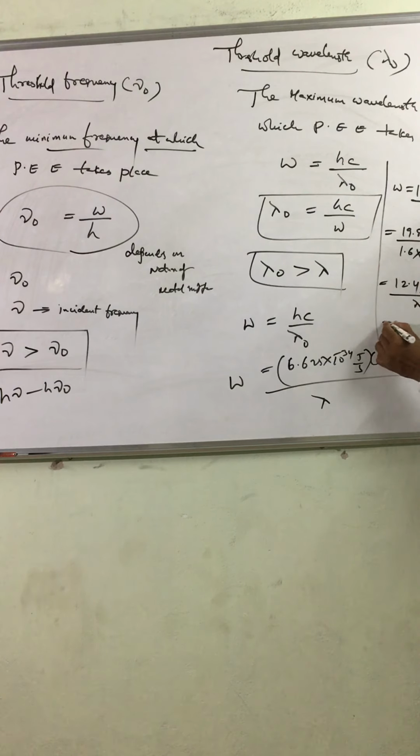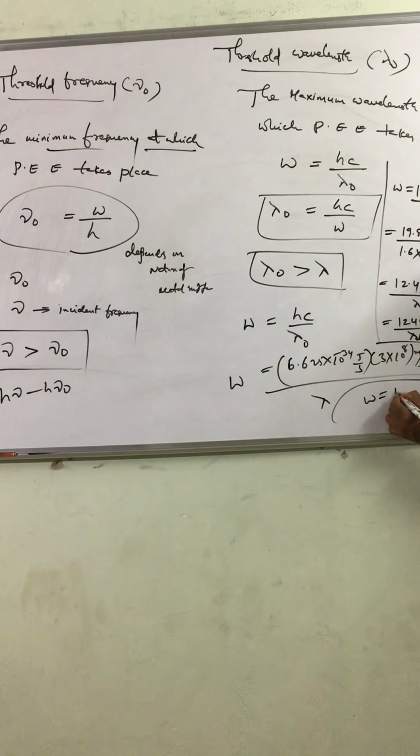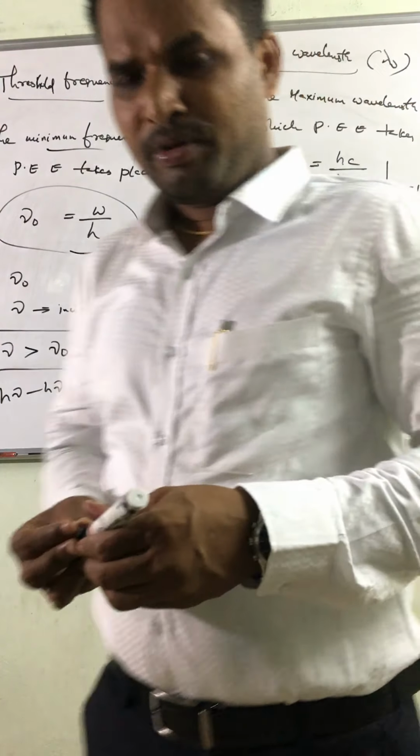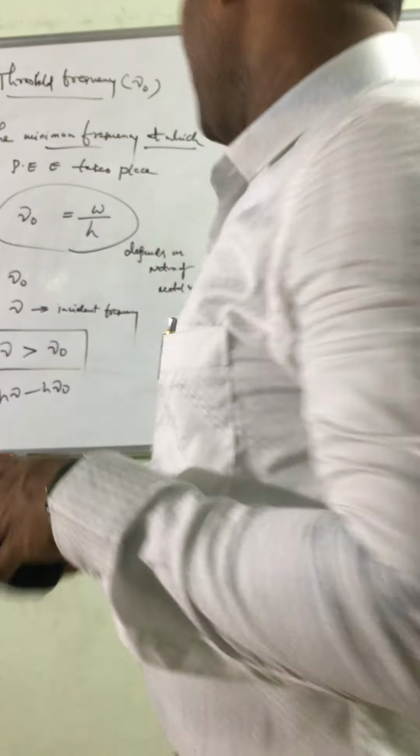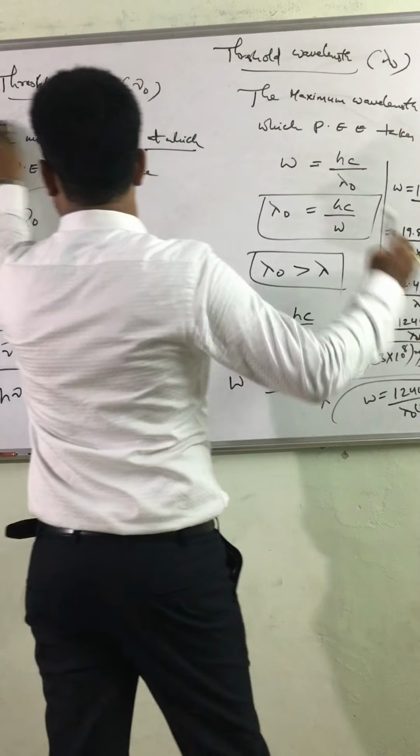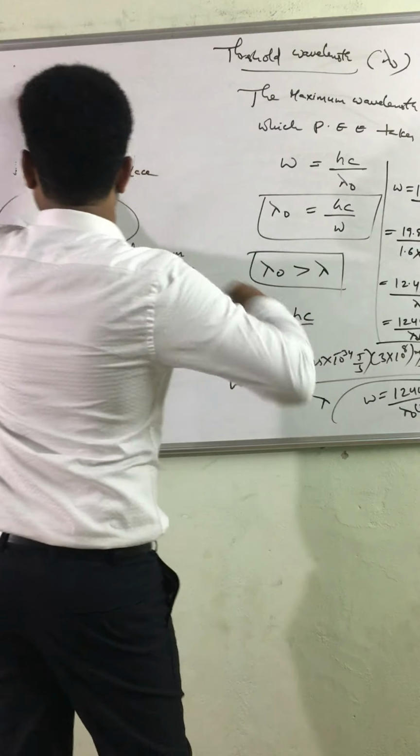Right? This is 12,400 into 10 to the power of minus 10 when lambda naught is in angstrom. So we can write W is equal to 12,400 by lambda naught. Lambda naught should be in angstrom, and W is in electron volt. Very very important formula for application while we are calculating the problems.